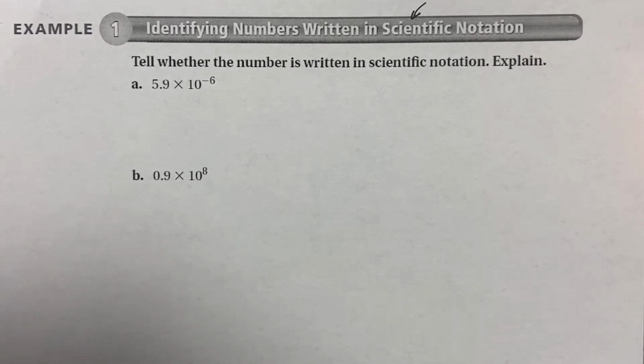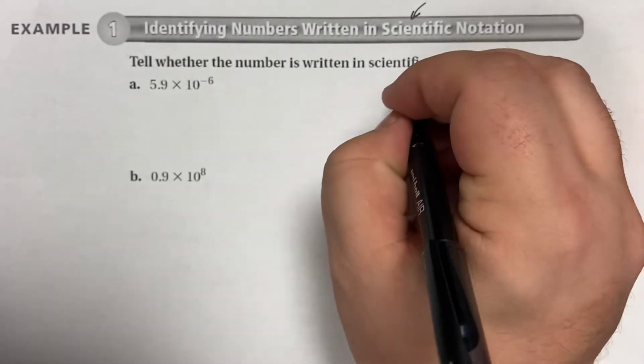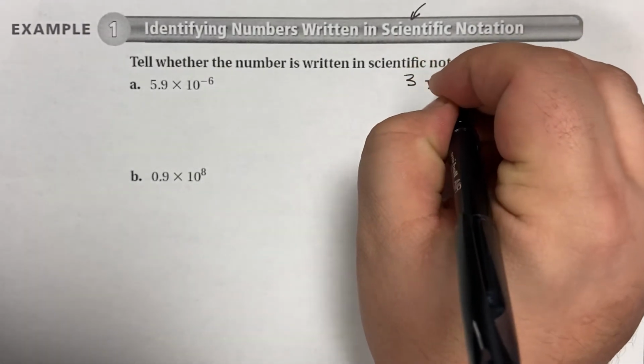Now, what we're talking about today is being able to identify if a number is in scientific notation. A couple of things we're going to be looking at: what is scientific notation? What does it look like? What does it mean? And deciding whether or not what we see is in scientific notation. There are three parts to scientific notation.